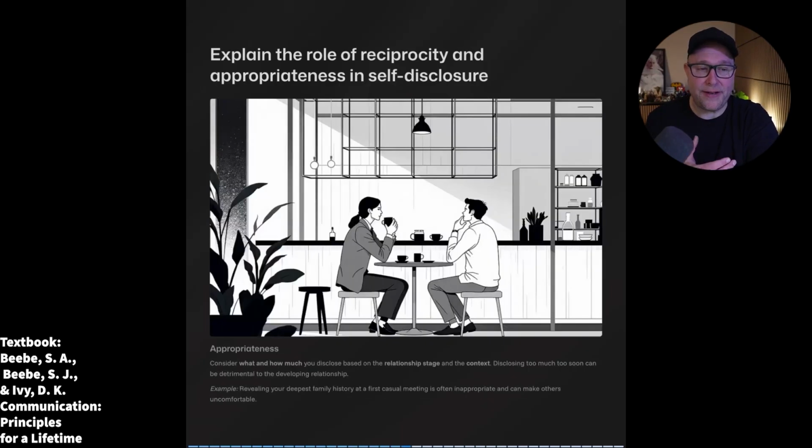With appropriateness, we consider what and how much you disclose based on the relationship stage and the context. Disclosing too much too soon can be detrimental to developing the relationship. For example, revealing your deepest family history at a first casual meeting is often inappropriate and can make others uncomfortable.